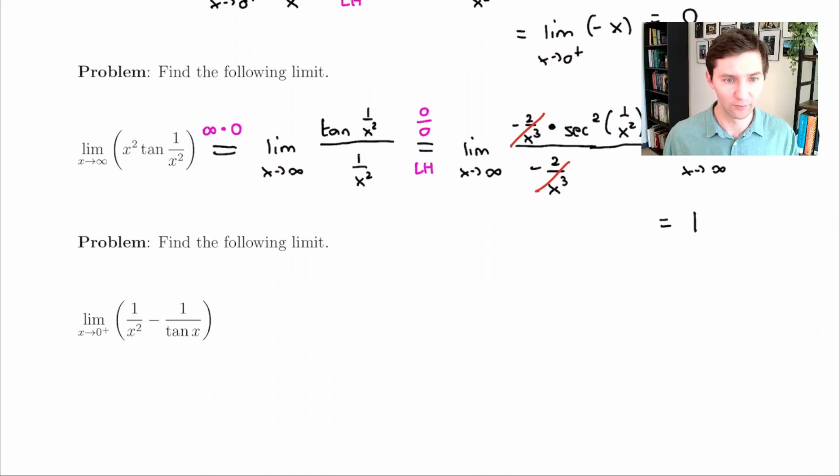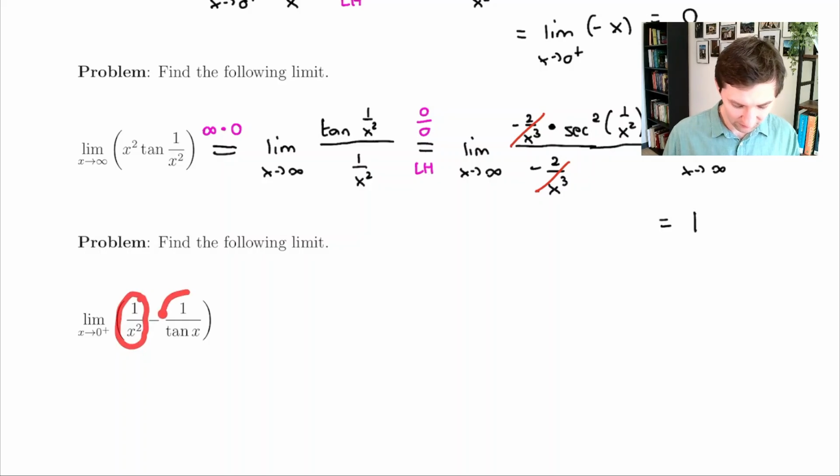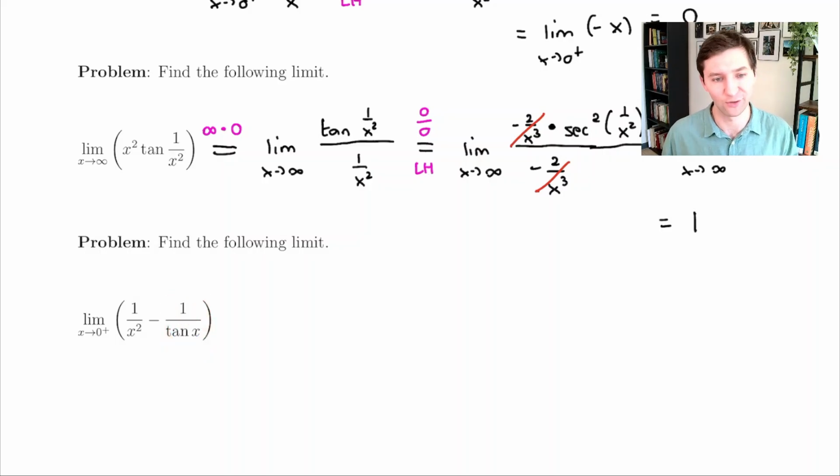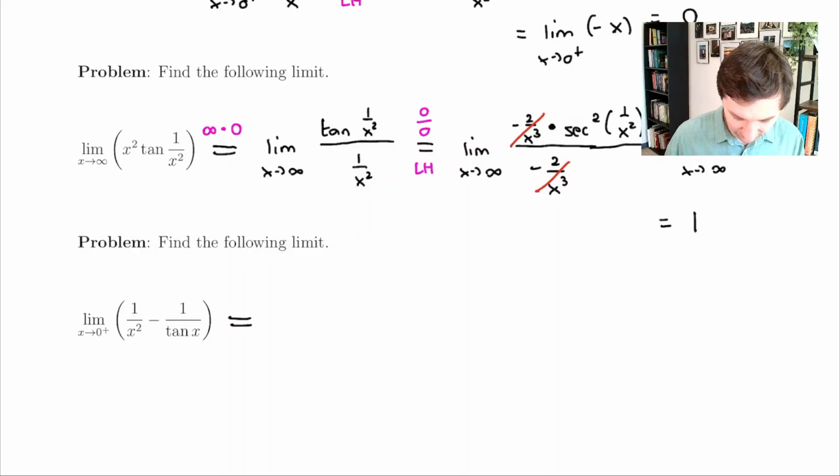In the next example, I have an indeterminate difference. As I take x's closer and closer to 0 from the right side, the first fraction gets closer and closer to infinity. The second fraction also gets closer and closer to infinity because tangent of x gets closer and closer to 0 from the right, which means 1 over numbers closer and closer to 0 from the right is closer and closer to infinity. This is of the form infinity minus infinity, an indeterminate form.